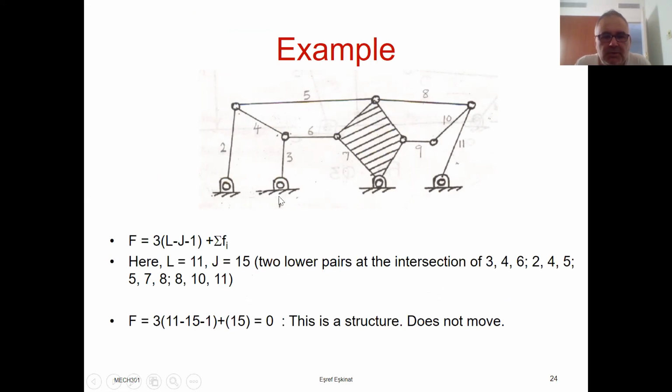Again, ground is one. Let's count the links first. Two, three, four, five, six, seven is this whole thing. This whole thing, if you have lines through it, it means that it acts like a rigid body. It is a rigid body, but on which there are links. Okay, this is 7, 8, 9, 10, 11. So you have 11. L is 11.